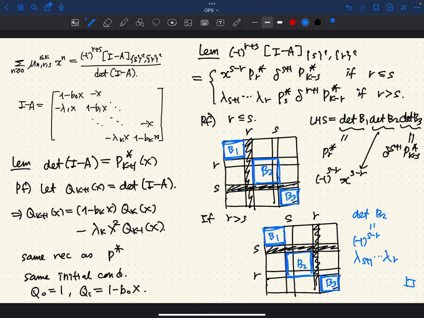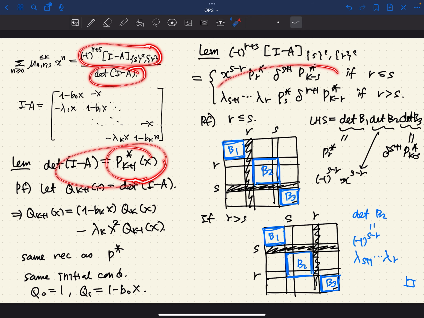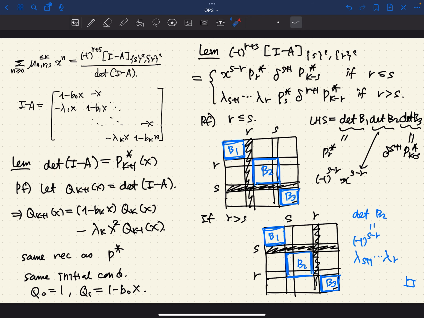So we have everything. We wanted to compute this, and this is equal to the ratio of this. We saw from this lemma that this is p_k star over p_{k+1} star. That's exactly what's written in the theorem, and that's the proof. So this is one way to prove the theorem.